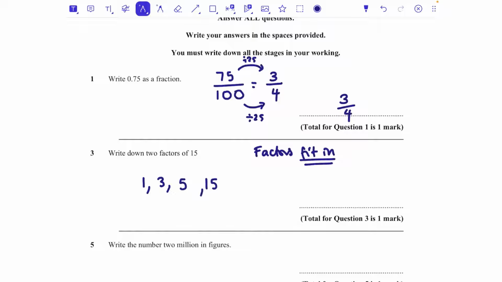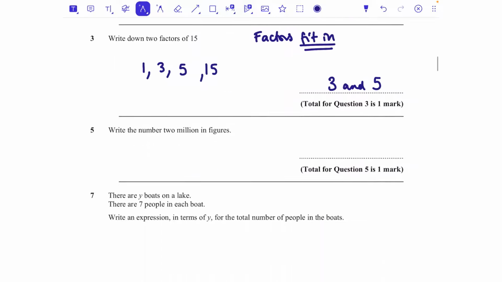Now you do not need to write them all on the answer line. You just need to write 2 of them. I'm going to go for 3 and 5, and they don't even have to both be one that makes a pair. You could write 1 and 5, you could write 3 and 15, it's entirely up to you.